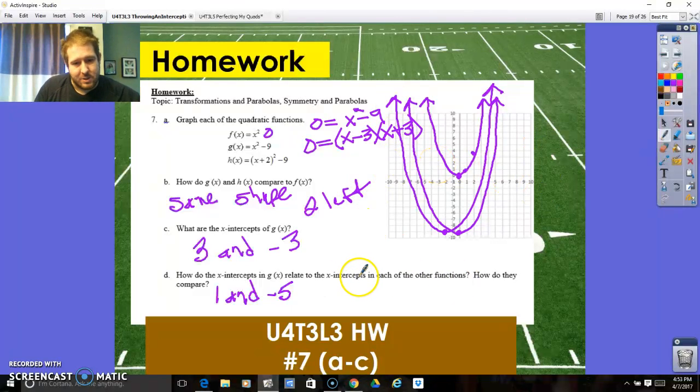Now, basically, everything I just said is what I would put right here. I'm just going to scribble a bunch of information because I basically told you what the answer was.